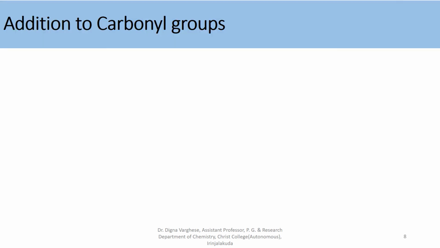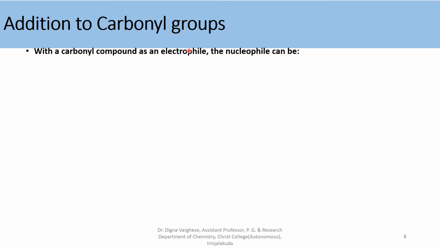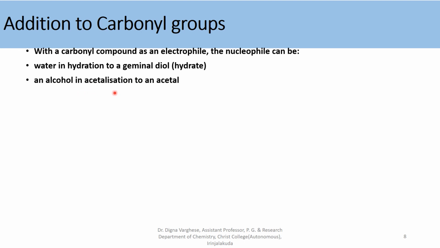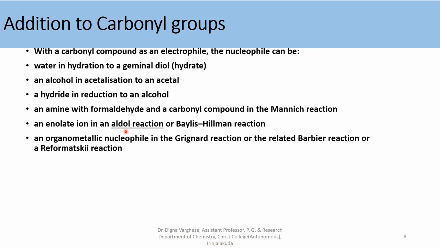Addition to carbonyl groups. Here you can see some other examples of nucleophilic addition reactions. With a carbonyl compound as an electrophile, the nucleophile can be water in hydration to a geminal diol that forms a hydrate, an alcohol in acetalization to an acetal, a hydride in reduction to an alcohol, an amine with formaldehyde and a carbonyl compound in the Mannich reaction, an enolate ion in an aldol reaction or Baylis-Hillman reaction, an organometallic nucleophile in the Grignard reaction or the related Barbier reaction or Reformatsky reaction.